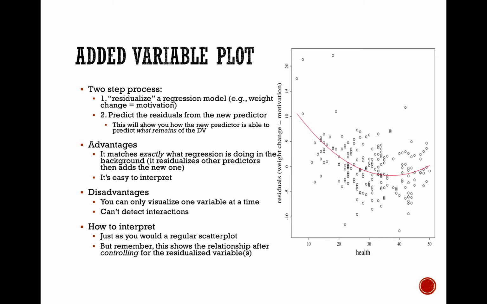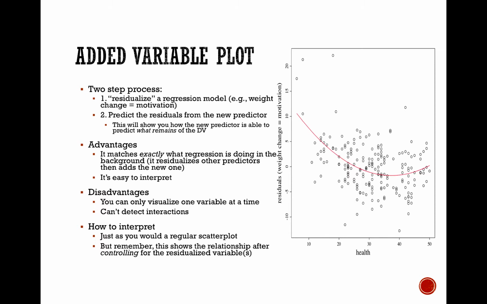And so by residualizing the first independent variable, or the first predictor variable, it shows the contribution of the next independent variable above and beyond what it had before, because again, that effect is subtracted out. Another advantage is that it is very easy to interpret. You just look at it like you would a scatter plot. In this situation, we have residualized motivation from weight change, and now we're looking at health. And it looks like there is a curvilinear relationship between the two, even after we have controlled for health, as they say. So the disadvantage is you can only visualize one variable at a time, which is unfortunate.